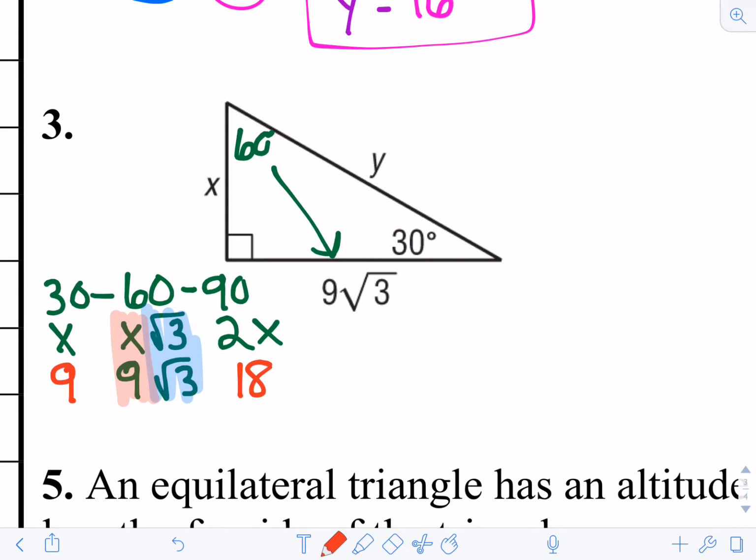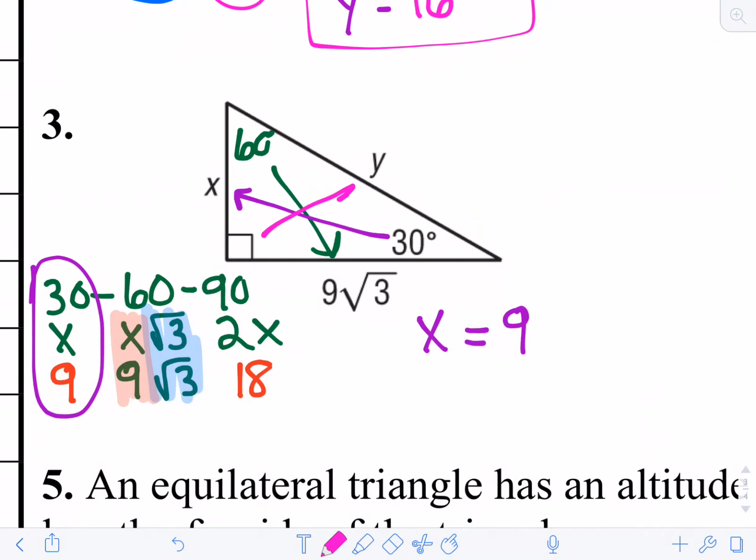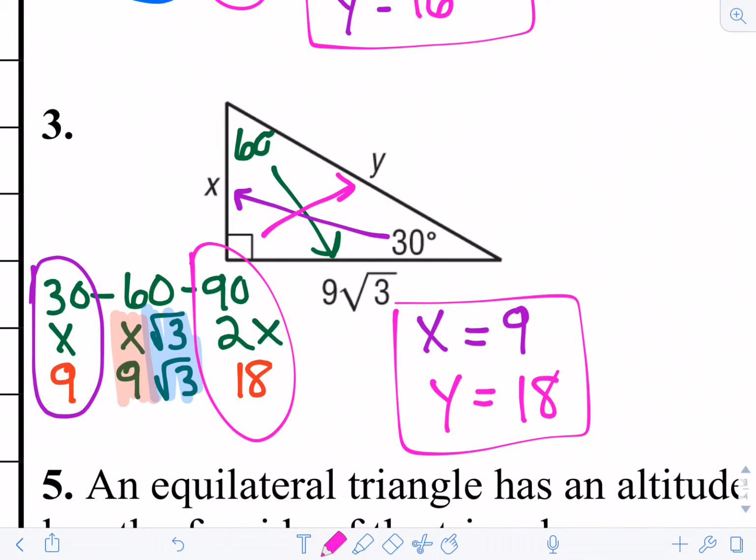Okay, and we'll go ahead and solve this problem. You have to figure out what x is equal to. X is across from the 30, so x is equal to 9. Y is across from the 90, which is right here at 18, so y is equal to 18.